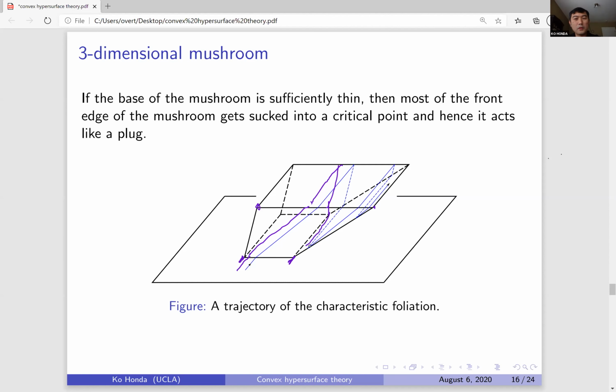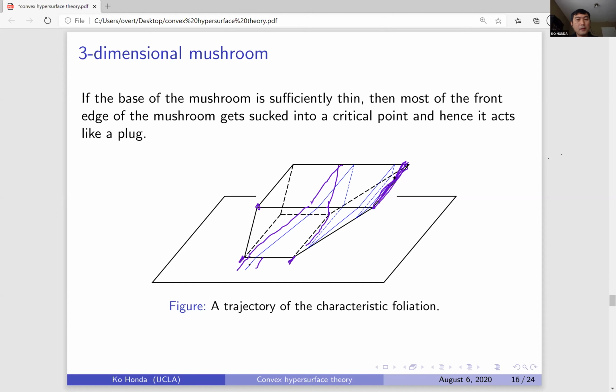And then once you get to the side, you spiral around and eventually end up at this edge. So anything that comes in from here goes up, goes back, and then eventually ends on this edge. Okay, so basically this is the point. So basically most of the front edge of the mushroom gets sucked into this singular locus. You can smooth it, so you have a pair of critical points, and it looks in this way. It acts like a plug.